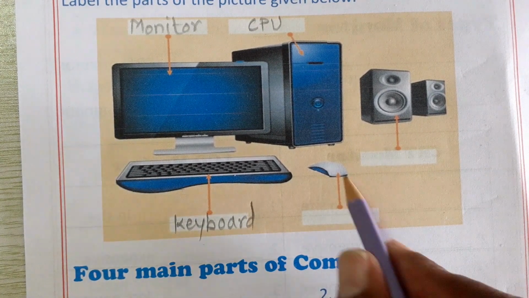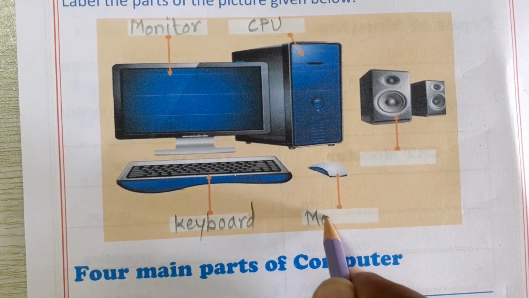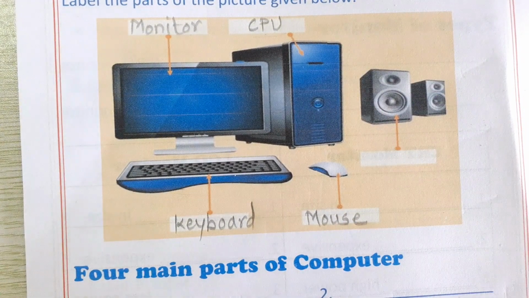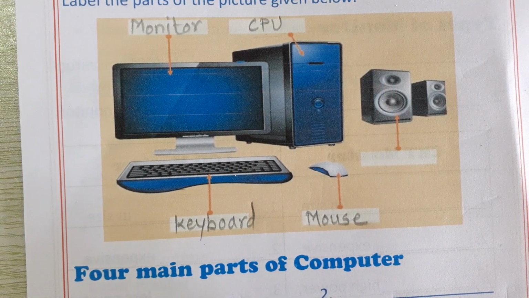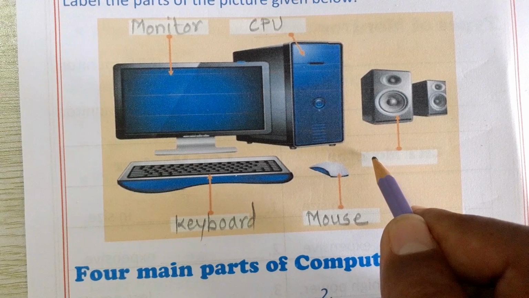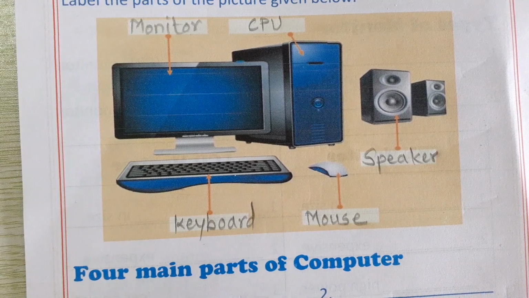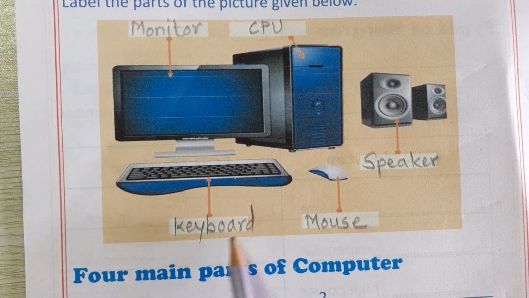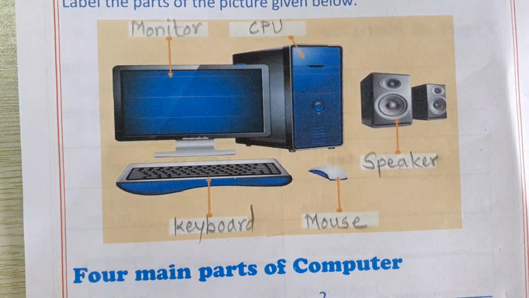Now, what is it called? Mouse. And this is the speaker. With the help of the speaker, we can listen to music and songs. So you write here speaker. In this way, you can write. This is the monitor, write here. CPU, write here. Keyboard, write here. Mouse, write here. Speaker, write here. So these are the whole computer system.